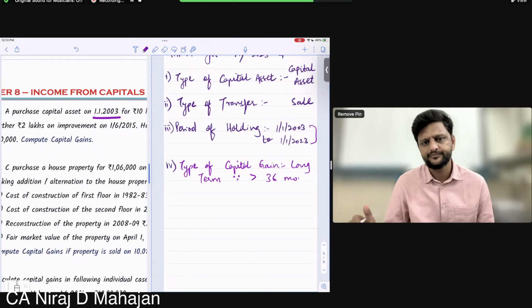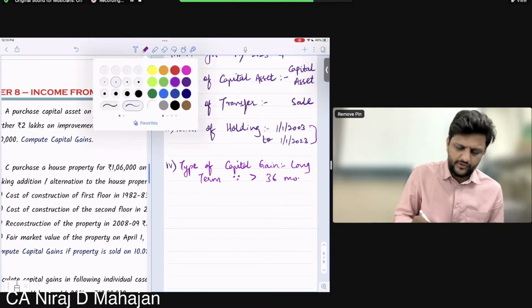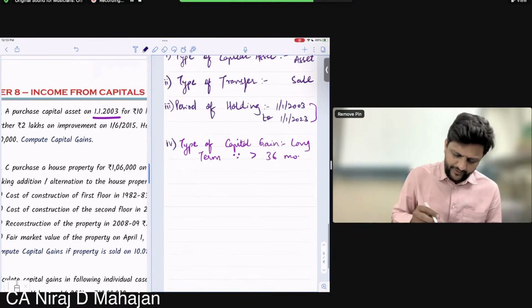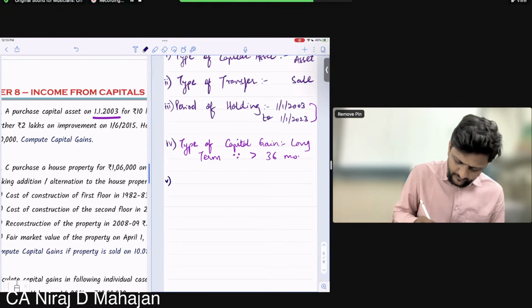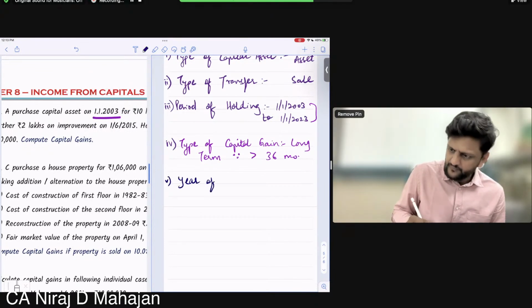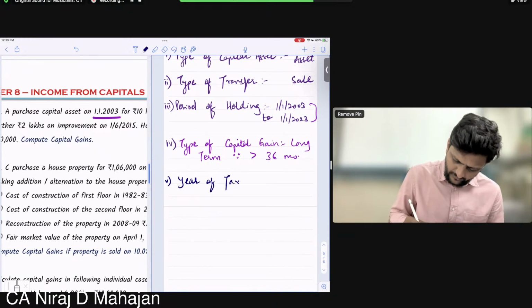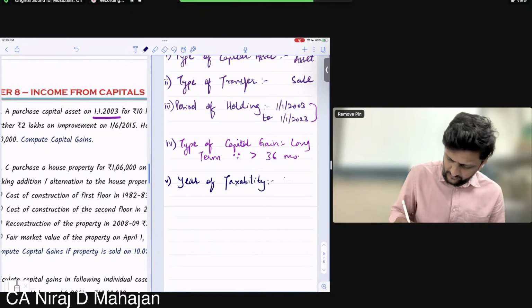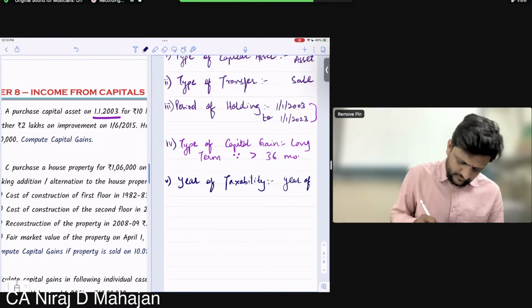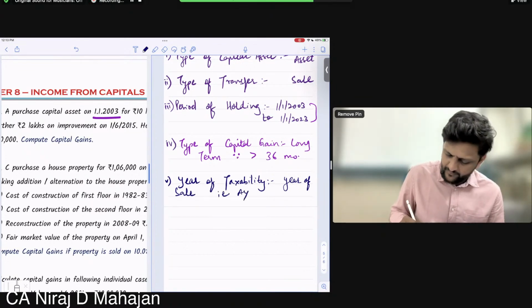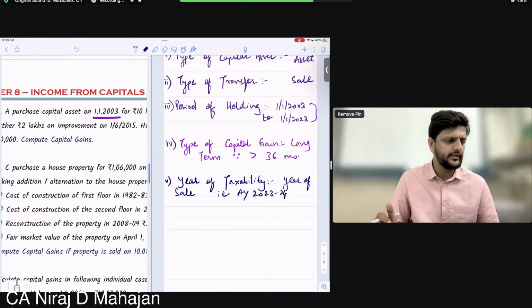Clear till here? And lastly, year of taxability. Point number 5 is your year of sale. That is AY 23-24. Okay? Till here, everybody?